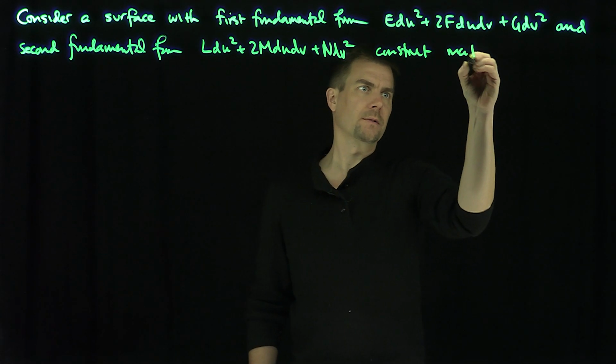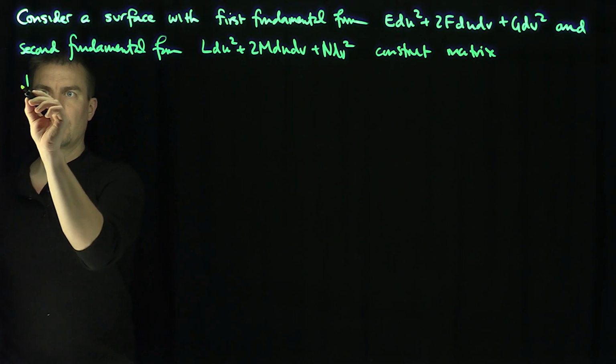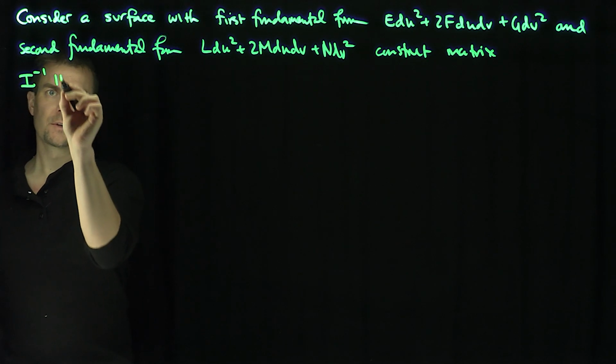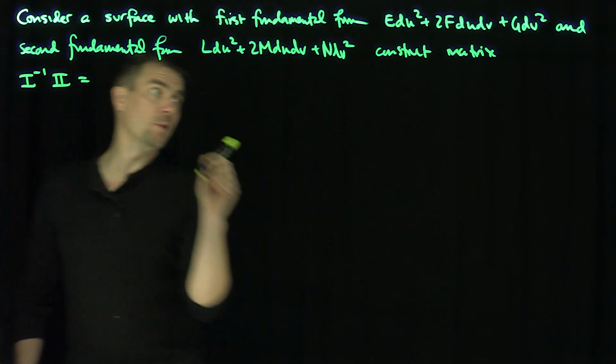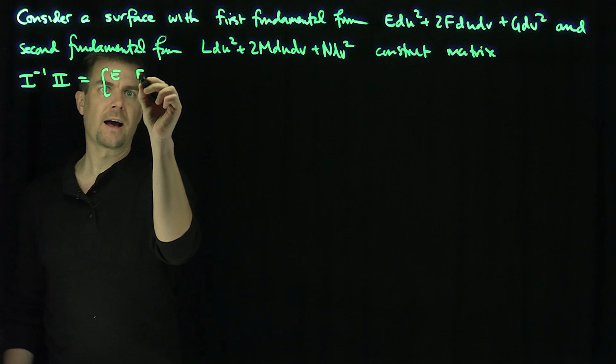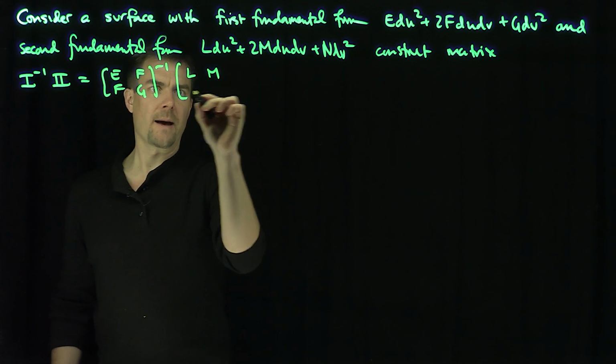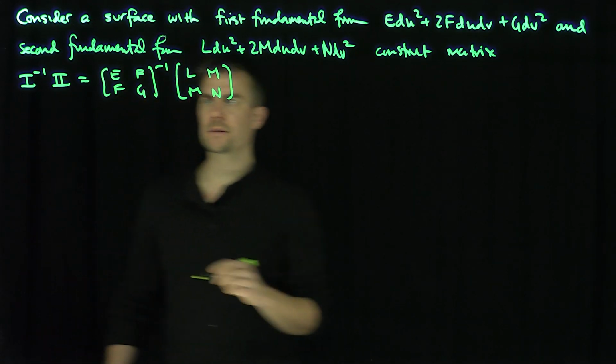the matrix: first fundamental form inverse, second fundamental form, which is going to be what? This is going to be a symmetric matrix over here, so this is going to be the inverse of E, F, F, G, hit with L, M, M, N, like this.